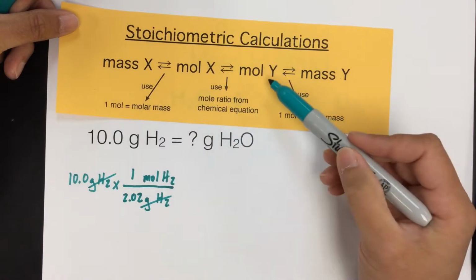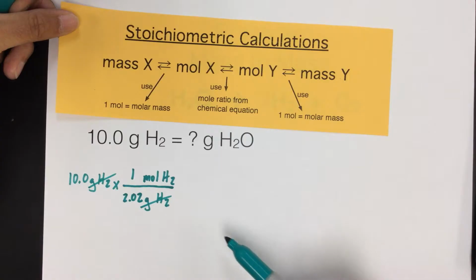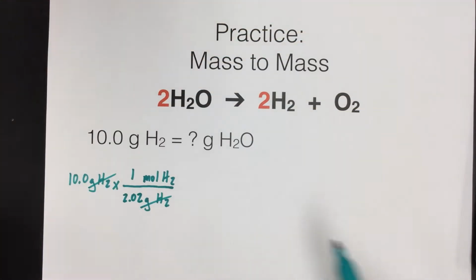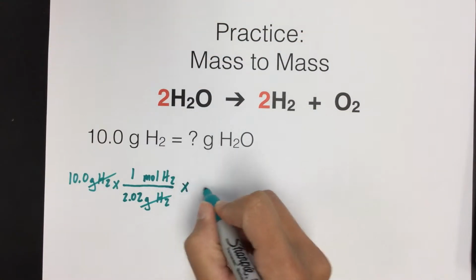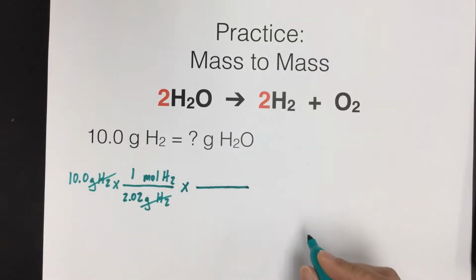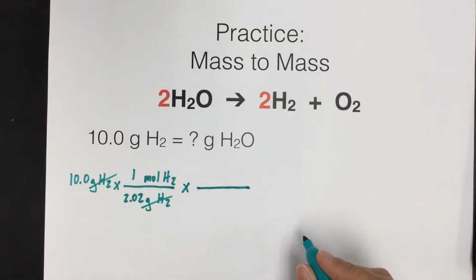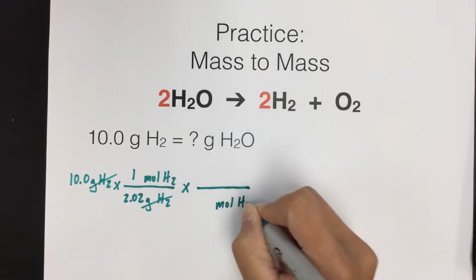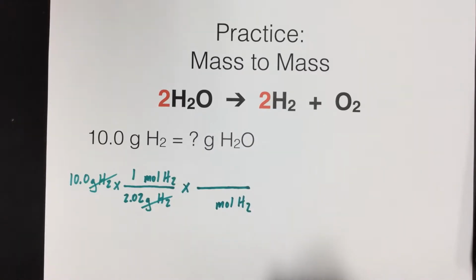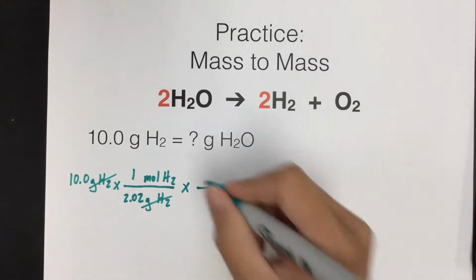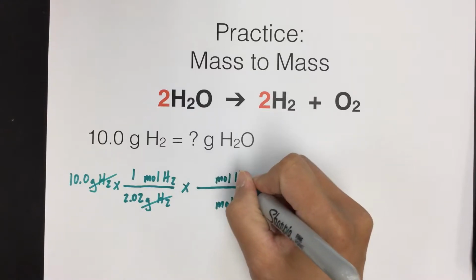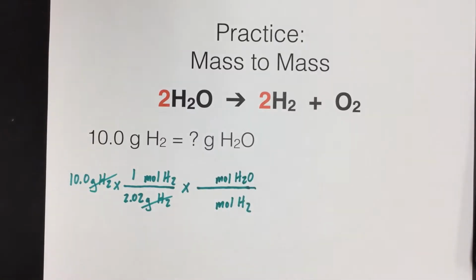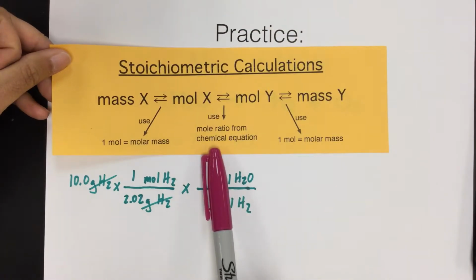We then need to convert to moles of H2O using the mole ratio from the balanced chemical equation. So we're going to set up another conversion factor. And again, I can write in my units because I know what those need to be. Moles of H2 needs to go in the bottom because those need to cancel. And now I want moles of H2O because that's what we're trying to solve for. All right, so I have moles of H2O on top, moles of H2 on the bottom. The way we get these numbers is from the balanced chemical equation.